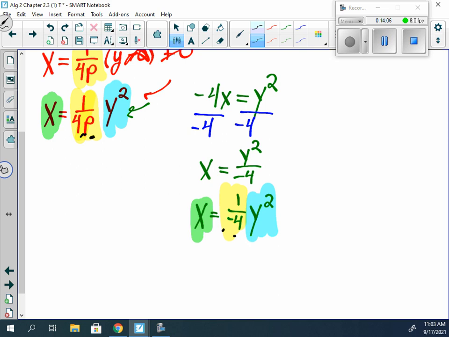So if I want to find p, well, I can set 1 over 4p equal to negative 1/4. Because whatever p is, if we plug it in, it should give us that negative 1/4. Questions on this here? Now we just need to solve for the value of p.